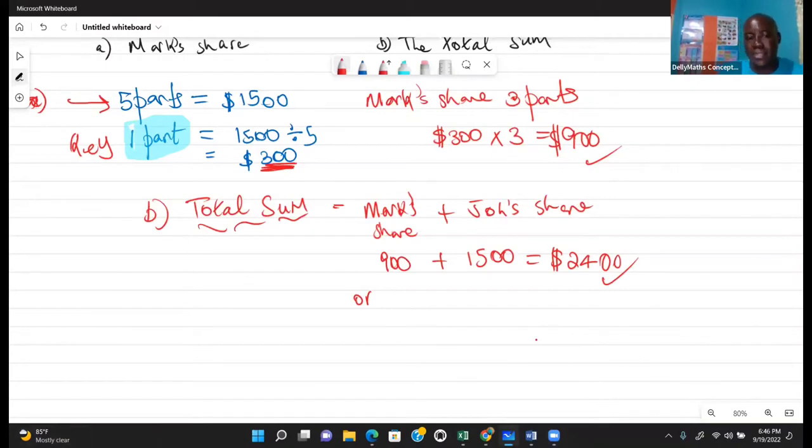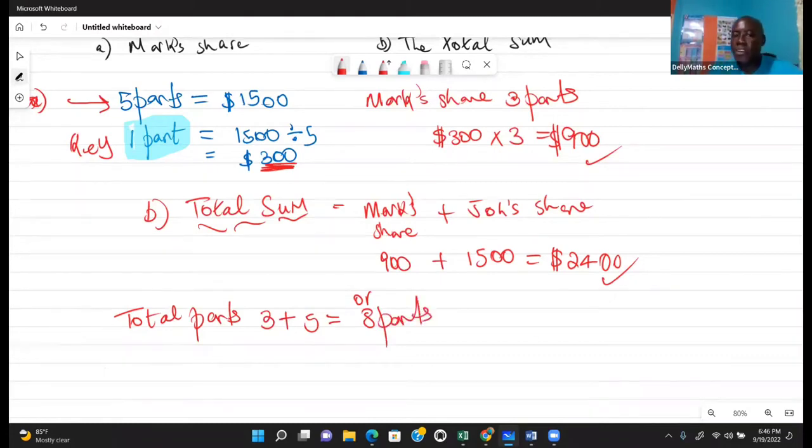You could look at it and say, all right, look at the total parts. Remember, I'm just opening up ideas. The total parts was actually 3 parts and 5 parts. So we could put them together and say this 3 plus 5 would be a total of 8 parts all together. One person got 3 out of it and the other person got 5. That's a total of 8.